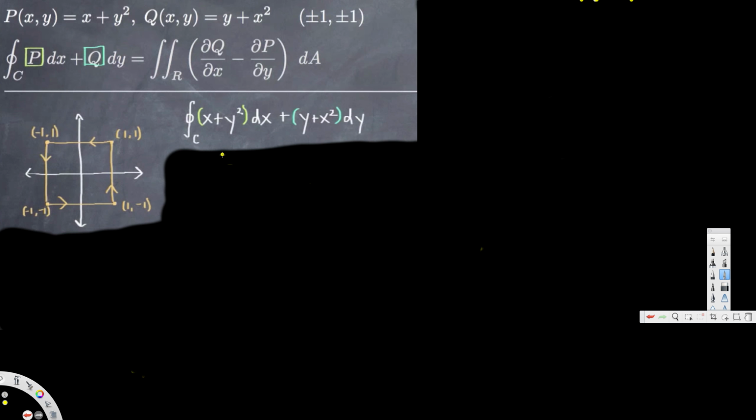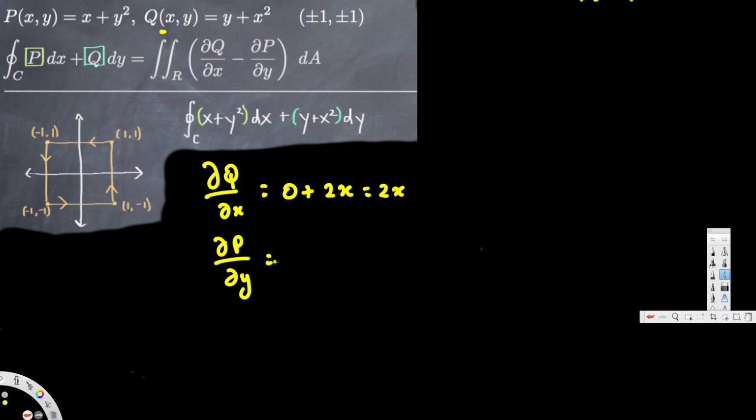Now we can go ahead and do the integration, but before we do that, let's find the partial derivatives. The partial derivative of Q with respect to x: Q is y + x², so this y will become 0 and this is going to become 2x, therefore this is equal to 2x. Then we take the partial derivative of P with respect to y. The x becomes 0 because we are differentiating with respect to y, and y² becomes 2y, so we have 0 + 2y, which is 2y.